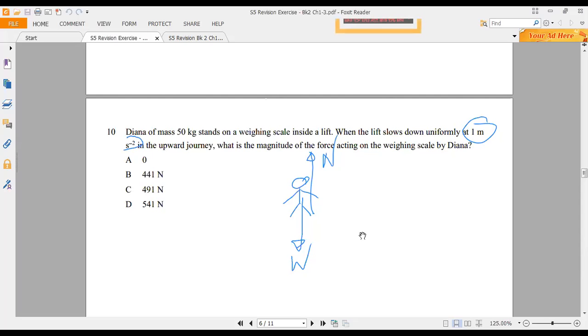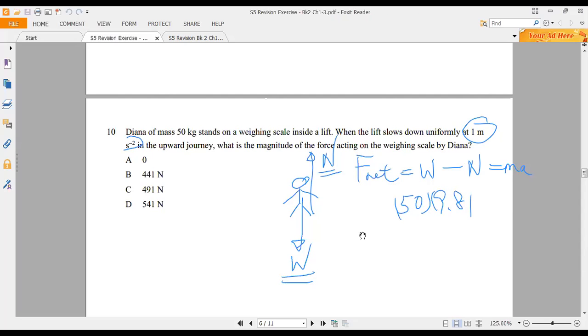Since it's going down, I will write down the net force using the downward force minus the upward force, which is equal to MA. Now that is the equation we have. I think it's not difficult for this, right? If you can draw the free-body diagram and get these two forces, you can write down this equation easily: W minus N equals MA. After that, you may just put in the numbers: 50 times 9.81 minus N. This is the force you're looking for, the magnitude of the force acting on the weighing scale.